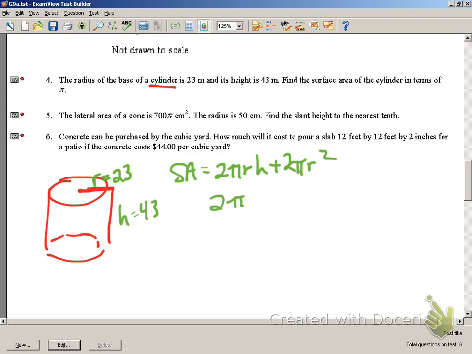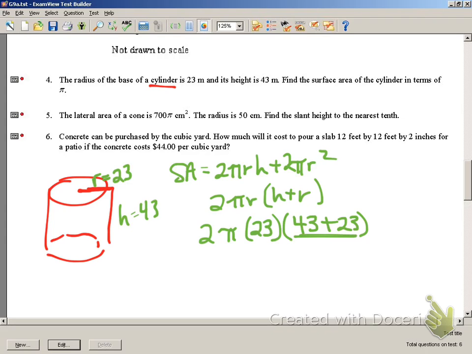I think you have this as your formula, which is fine. Either way works. So plug in what we know. We know that the radius is 23. We know the height is 43. So we're going to add 43 and 23 together, which gives us 66.